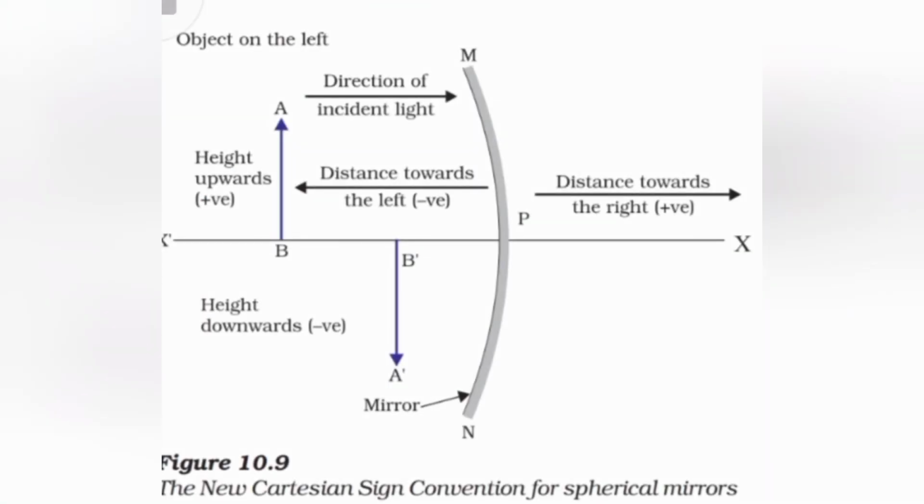While solving the problems related to the reflection of light by spherical mirrors, we shall follow a set of sign conventions called the new Cartesian sign convention. According to this convention, the pole of the mirror is taken as the origin from where all the distances are to be measured. All the distances measured to the right of the origin are taken as positive, while those measured to the left of the origin are taken as negative.